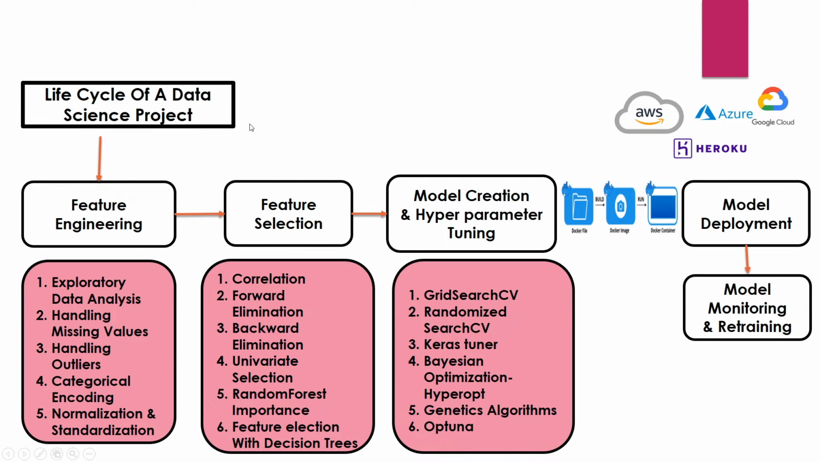Then we have model creation and hyperparameter tuning. In model creation and hyperparameter tuning, you have various techniques like grid search CV and randomized search CV. So here, in short, you are basically focusing on making your model good itself. That is the reason why we are using this.